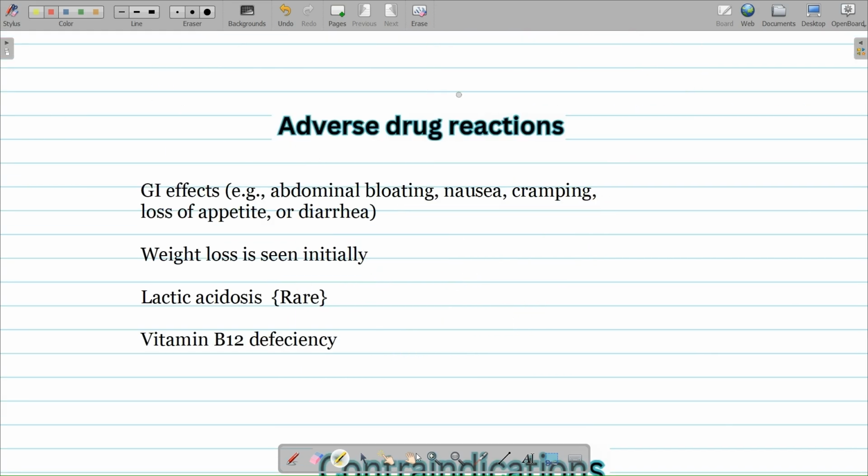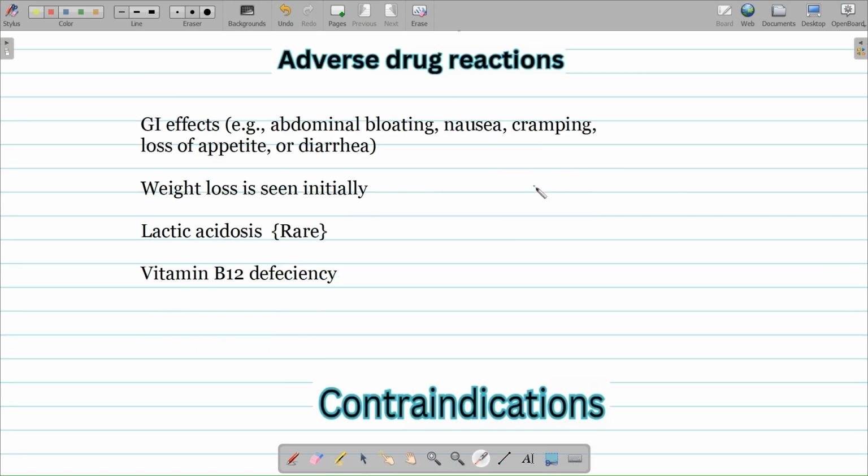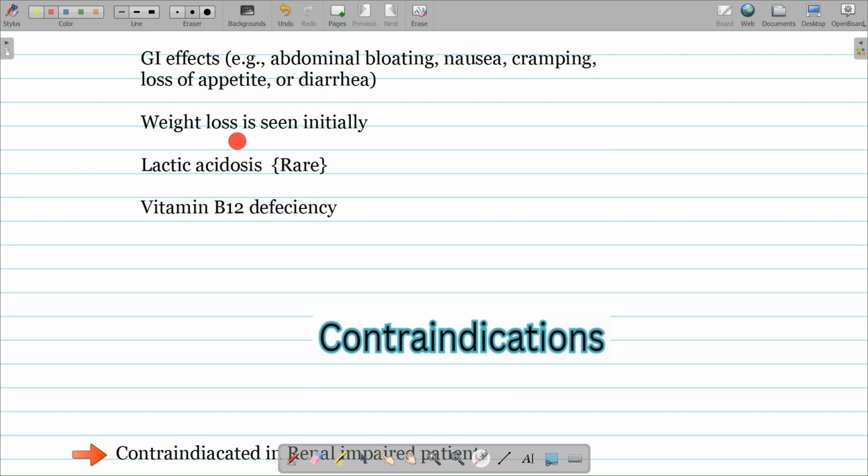So now going into the adverse drug reactions. There are a few major adverse drug reactions for this drug. One of the common ones is GI effects, such as abdominal bloating, nausea, cramping, loss of appetite, diarrhea. All these symptoms are very common. Weight loss is also seen initially when the drug is taken.